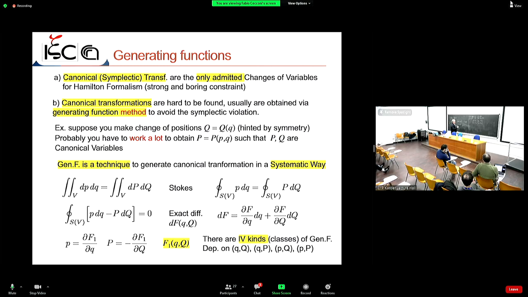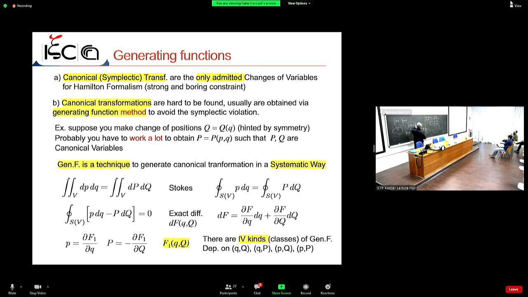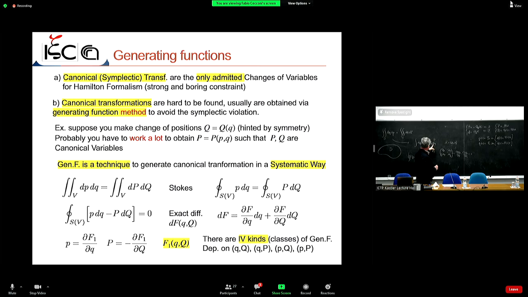Oh, no, sorry. Because you want the d mu Q. I want this one. I would like this to remain with this one. So mu Q should be P. I think it's okay. I leave you this just as an exercise, okay?